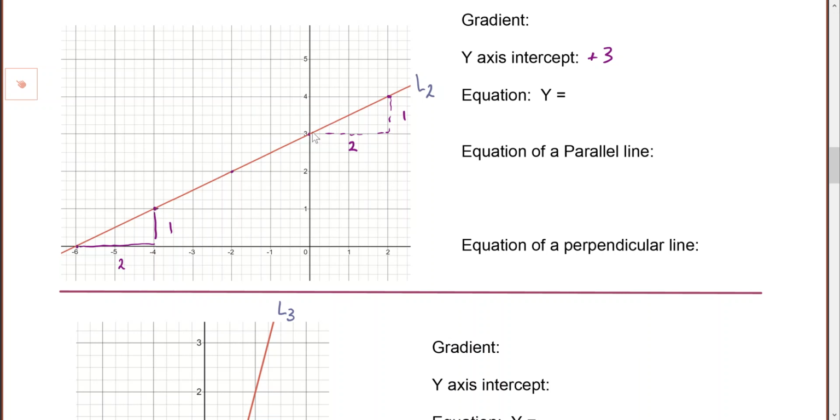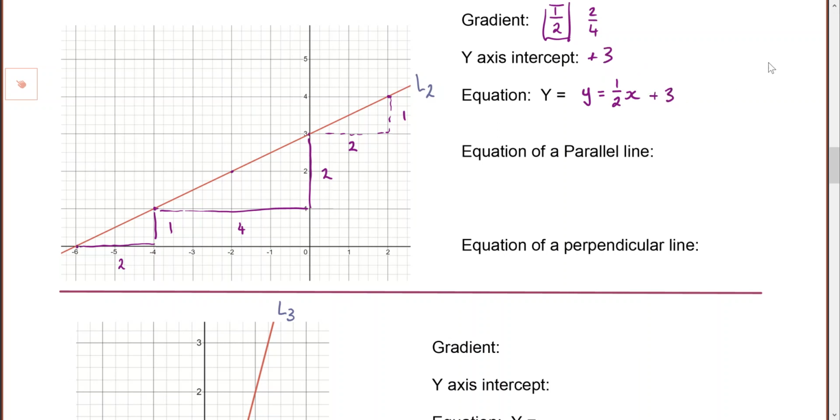If I went from here all the way to here, look, the run is 4 and the rise is 2. Is that not the same thing? So the gradient, rise over run, is either 1 over 2, or it's 2 over 4, but 2 over 4 is the same thing as a half, right? So it doesn't matter which points you use. So the equation of this line is then y equals 1/2 x plus 3.